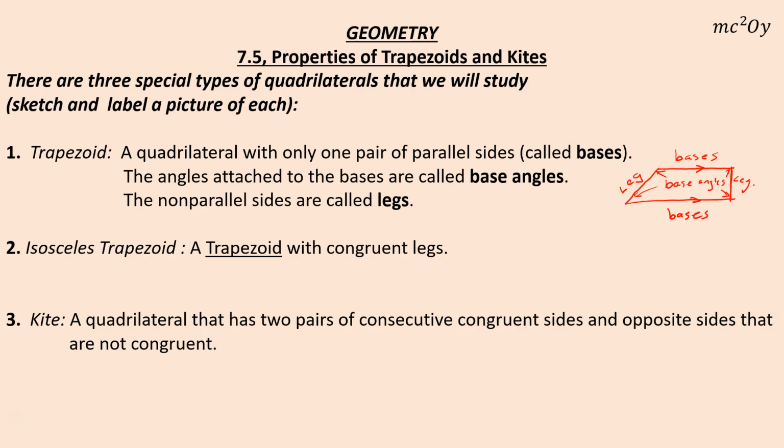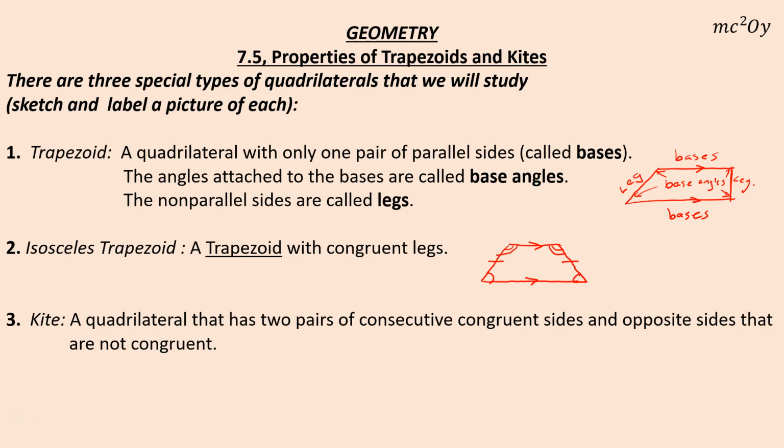An isosceles trapezoid is a special type of trapezoid where you have your parallel sides, but then your legs are also congruent. And since the legs are congruent, that would mean your base angles attached to a common base are congruent.